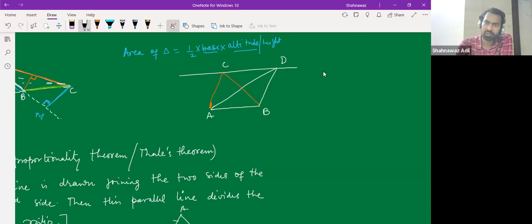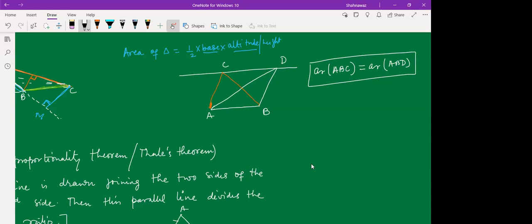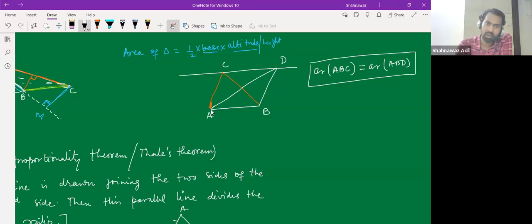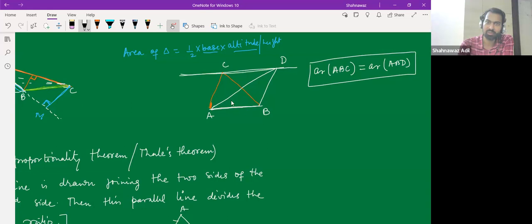These triangles' areas are equal. So area of ABC is equal to area of ABD. So this you have learned in your ninth class. So do you guys remember this? Do you guys remember this theorem? Yes, sir. Yeah. So this is the triangles on the same base and between the same parallels.